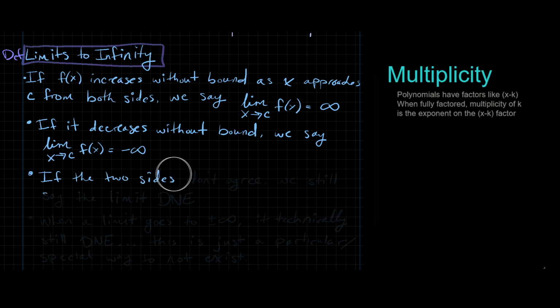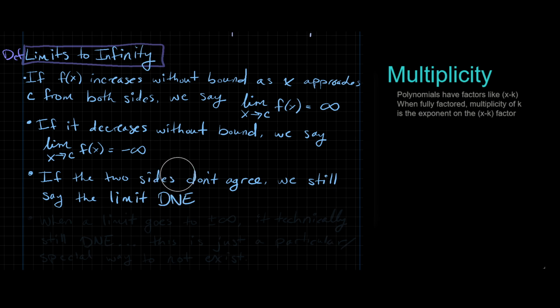If they don't agree, say going from one side versus the other, maybe one goes to a finite number and the other one goes to an asymptote, right? We could have two different behaviors. We're just going to say the limit doesn't exist. That's all we can say.